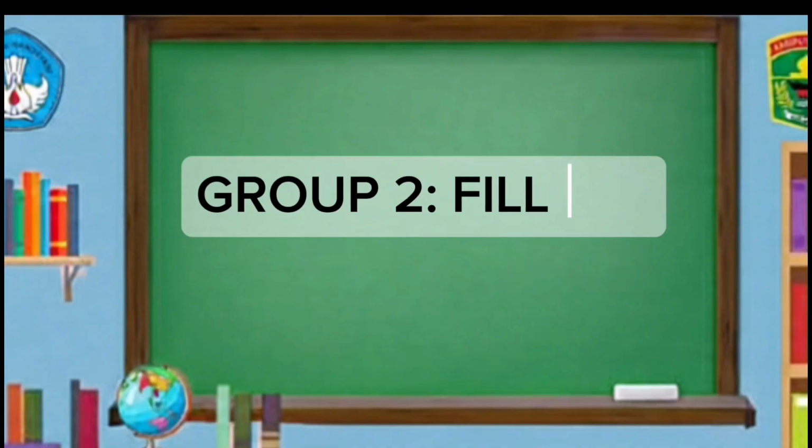For Group 2, Fill Me. The objective of your activity is to recognize patterns of odd and even numbers. Each group completes the number patterns below. Circle all even numbers in blue and odd numbers in red. We have here 2, 8, 9, 12, 5, 7, and 24.